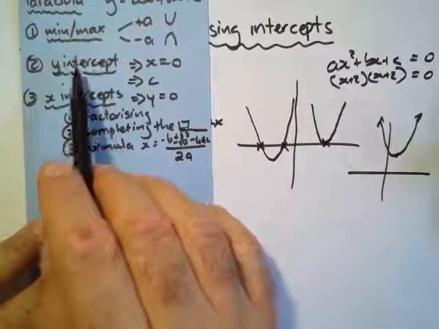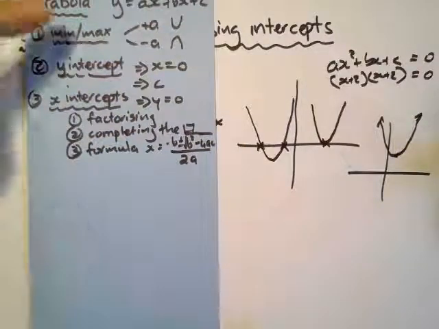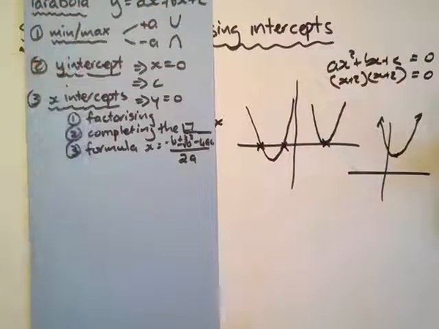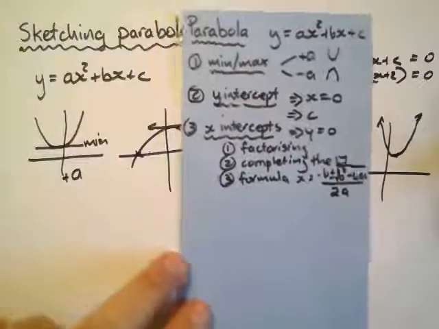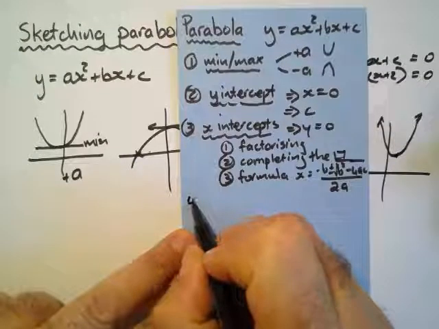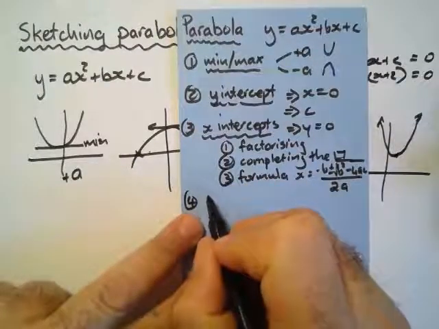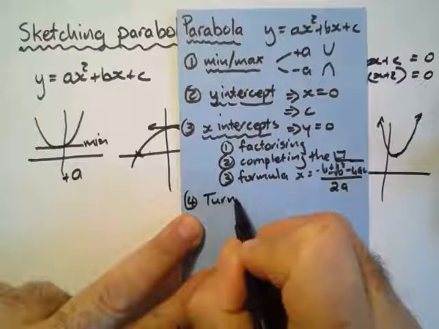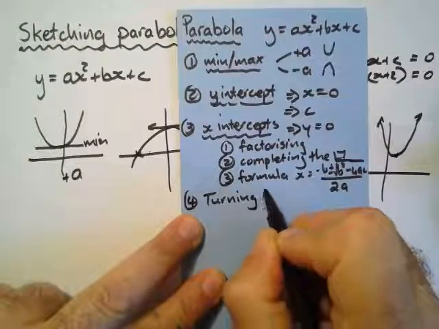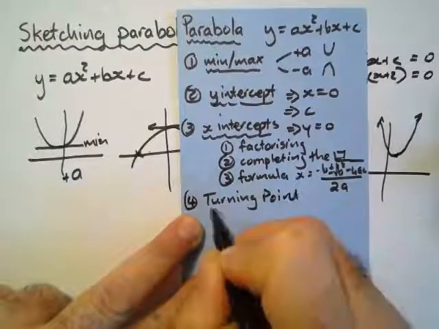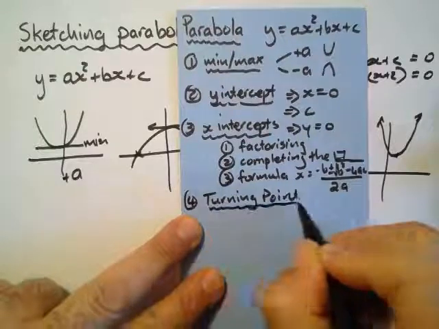So now I have the minimum, the maximum, and minimum, maximum. We've got the y-intercept, we've got the x-intercept. Our next thing that we want to calculate is the turning point. Turning point. That's always important. And the turning point's got two values.